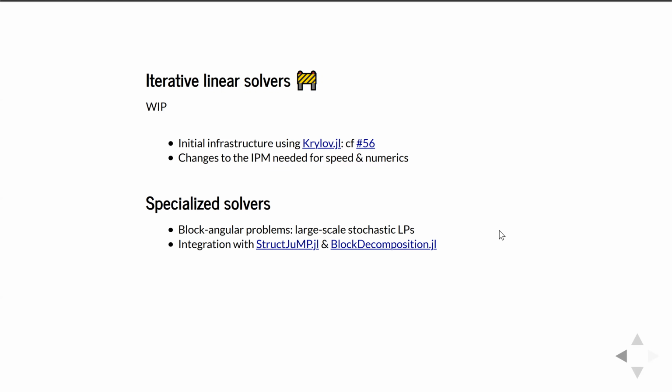Another thing would be to have specialized solvers for wider classes of problems. So one I'm thinking about are block angular problems that arise, for instance, in large-scale stochastic LPs, and have those integrated with modeling extensions to JuMP, such as StructJuMP or block decomposition. So the idea here is that the user can identify a block structure in the problem, and then this block structure can be passed directly to a specialized solver within Tulip. And that would hopefully speed up the resolution.